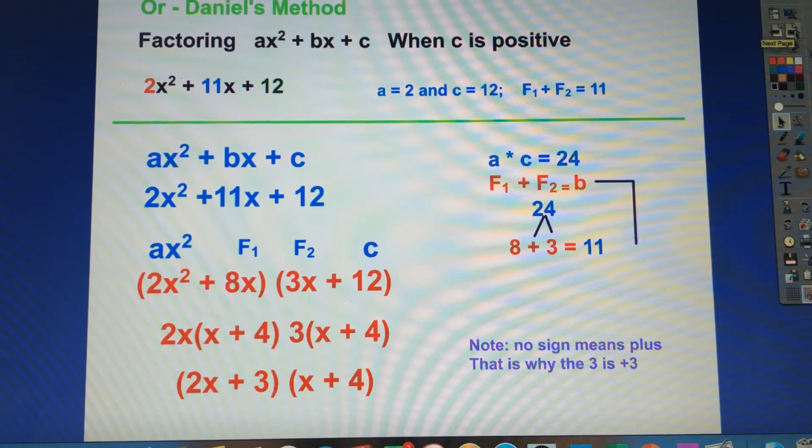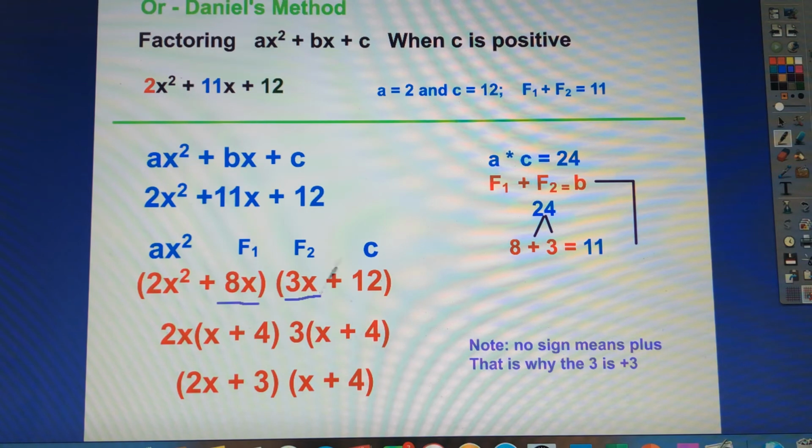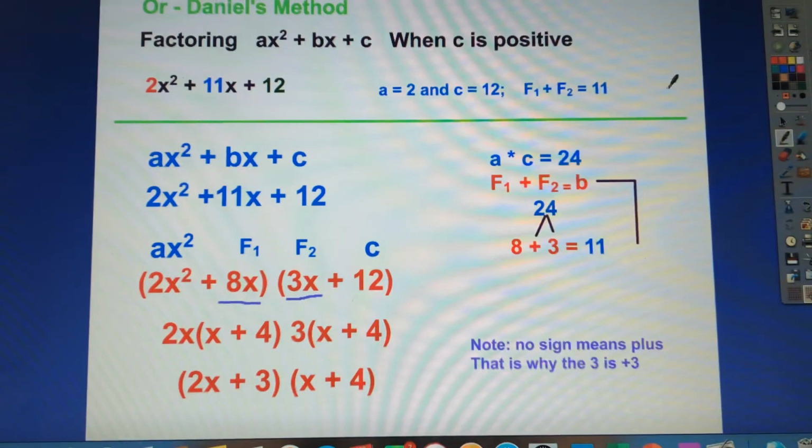So I need you to pause. I need you to take a good look at it. I did 2 times 12 equals 24. A times C equals 24. Factor 1 plus factor 2 equals B. So the factors of 24 become my F1 and my F2. 8 and 3 equal 11. I plugged them in right here. So you could just as easily have left it blank, brought down the 2x squared, brought down the 12, and then you needed to add in the 8x, the 3x, and you needed to pull out the common factors.